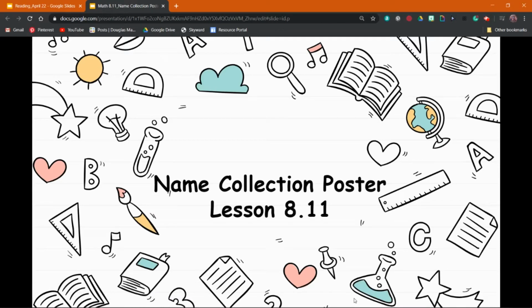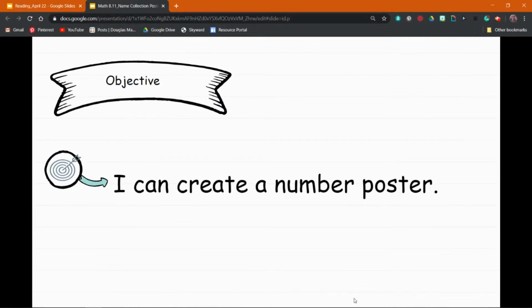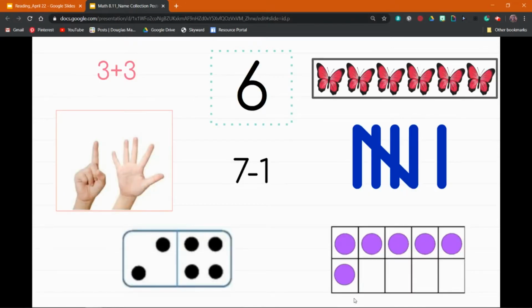This is your math lesson for Wednesday, April 22nd. Our goal for today says, I can create a number poster. So let's take a look and see what that means.